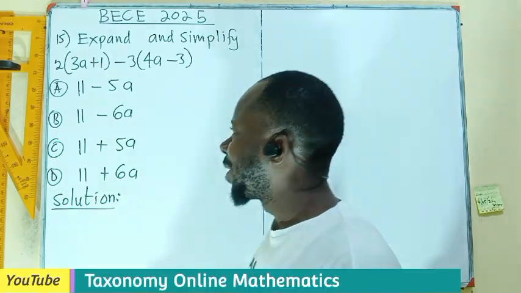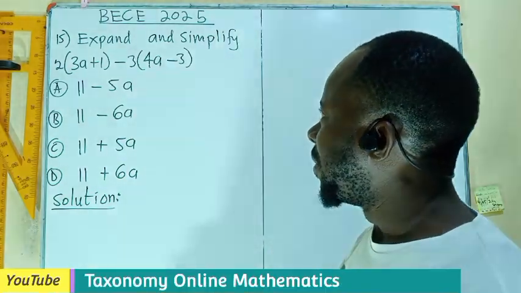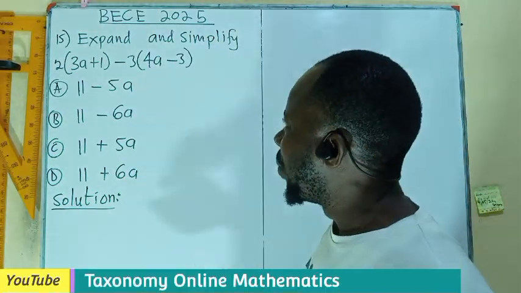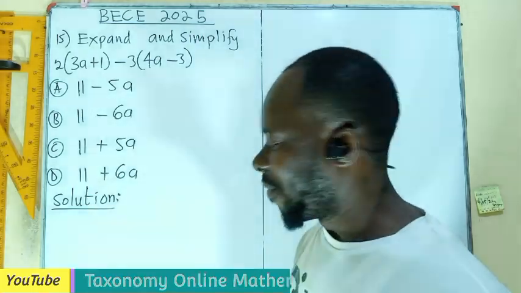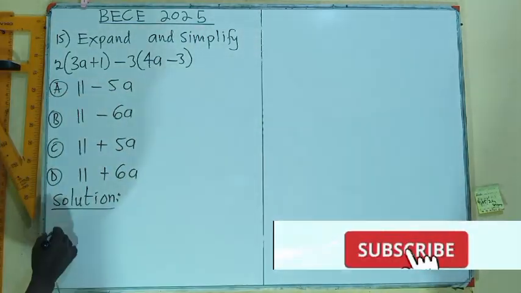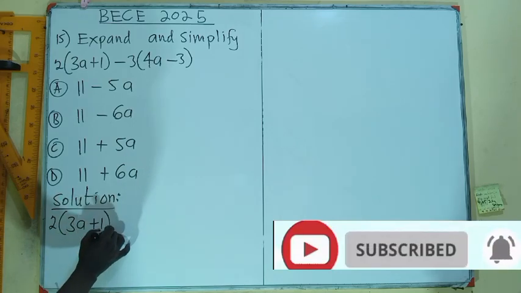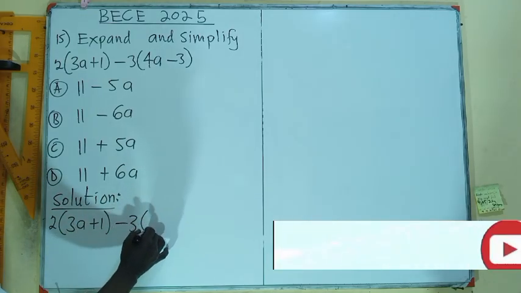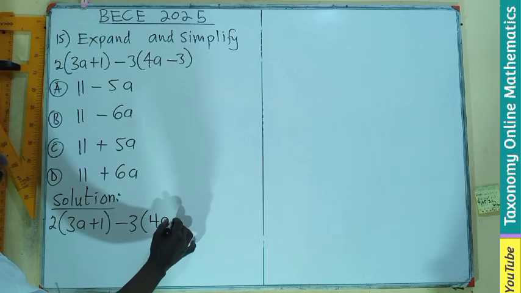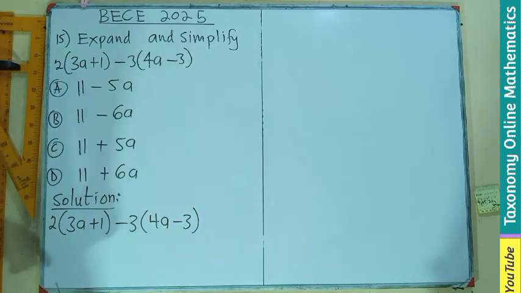Hello, welcome. Question 15, BECE 2025. We are to expand and simplify the expression 2(3a + 1) - 3(4a - 3). Expand, meaning we are using the term outside to multiply the term within the bracket.